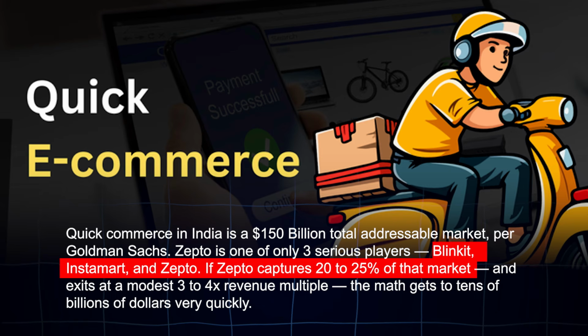So if Zepto captures 20 to 25% of that market and they exit at a modest multiple of 3 to 4 times, the maths gets to $10 billion of valuation very quickly. And that's the VC method in action. Not guessing, not gambling, a structured, logical framework applied to an uncertain future.